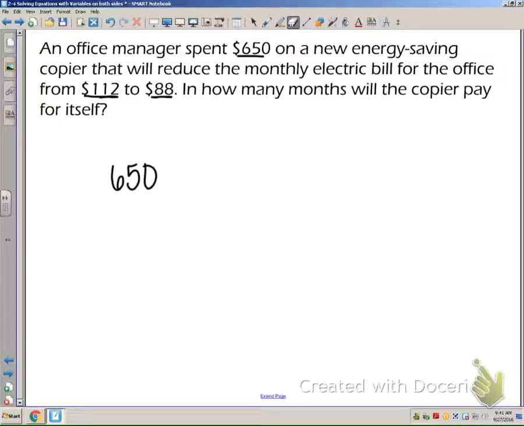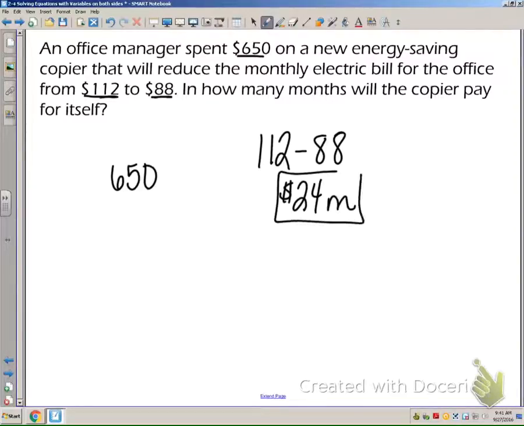So we need to figure out how many months the copier will take to pay for itself. What I would like to do right off the bat is figure out how much money it is saving me each month. Well, if it was originally $112 and now my electric bill is $88, I'm saving a total of, 12 and 12 is 24. I'm saving $24 per month. So $24 each month is how much I'm saving. So I want to know how many months it will take of me saving $24 to make $650.